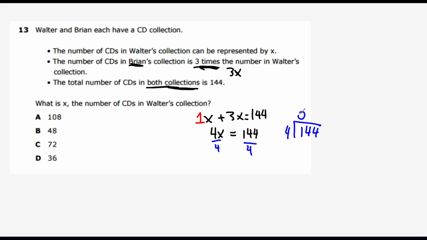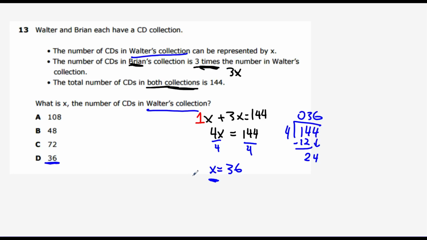4 goes into 1 0 times, goes into 14 3 times. This is 12. Bring 2 down. 4 into 24 is 6. So x equals 36, and x happens to be how much is in Walter's collection, which is the question. How much is in Walter's collection?